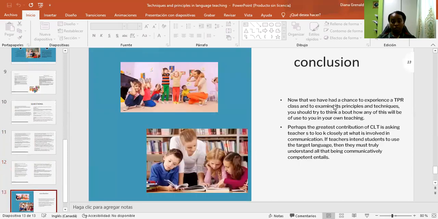And as a conclusion, I can say, or just read, that perhaps the greatest contribution of communicative language teaching is asking teachers to look closely at what is involved in communication. If teachers intend students to use the target language, then they must truly understand all that being communicatively competent entails. Thank you.